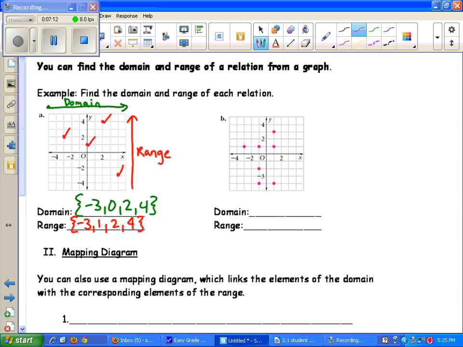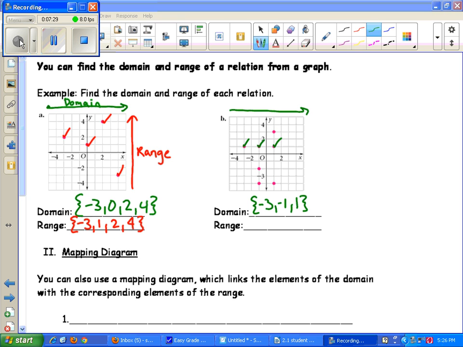So then you have -3, 1, 2, and 4. So why don't you take a second and pause the video and go ahead and see if you can do B. While you're doing that, I'm going to write my answer, and then after you're done, click on pause so that you can check your answer with what we have here.